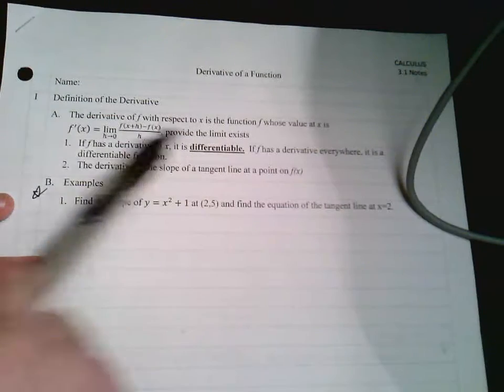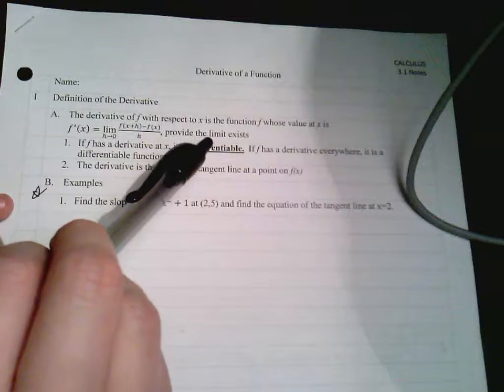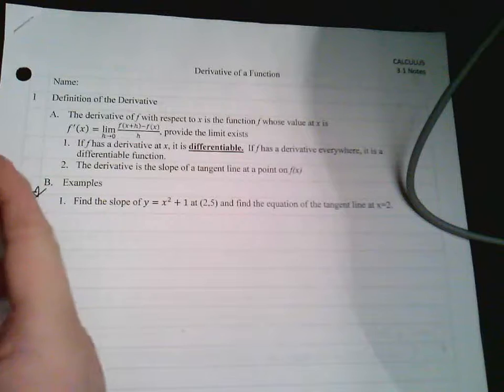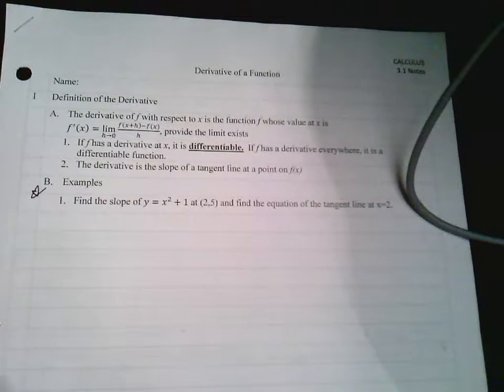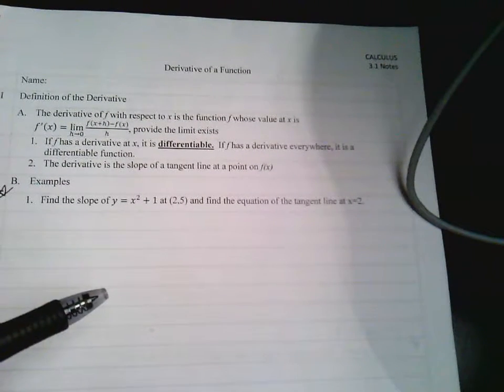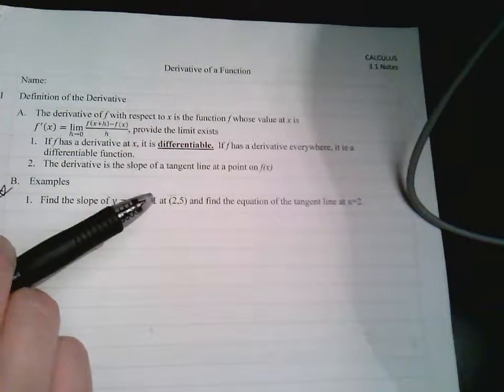In order for a derivative to exist, it must have a defined point, meaning it has an x and a y value. It has to be continuous at the point and the limit has to exist. If f has a derivative, it is called differentiable. Don't forget that word, because you will keep hearing it throughout calculus. If f has a derivative everywhere, it is a differentiable function. The derivative is the slope of a tangent line at a point f of x.